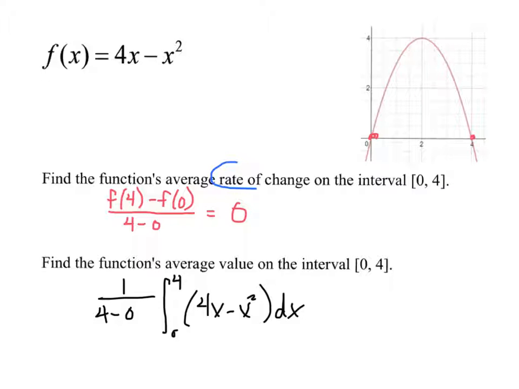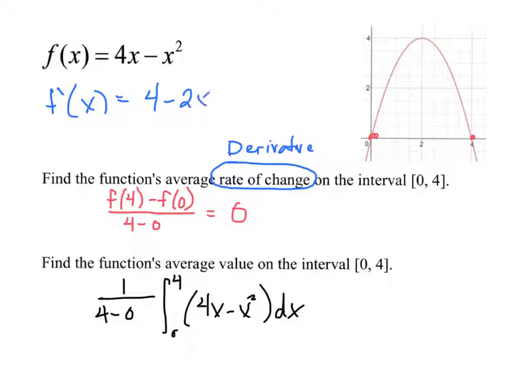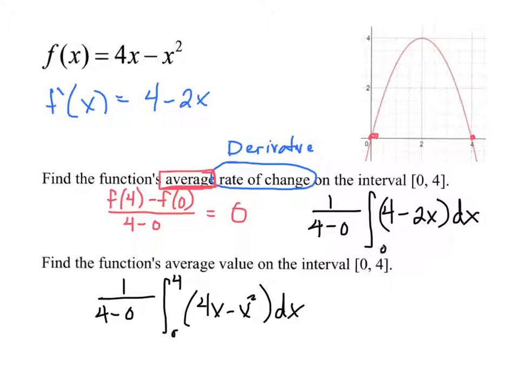Rate of change means derivative, right? So some people look right away and they say, well, f prime is equal to 4 minus 2x. And then they say, oh, but you know what? I'm not just finding the rate of change, I'm finding its average. So maybe I could do average value of the rate of change. Rate of change was 4 minus 2x.